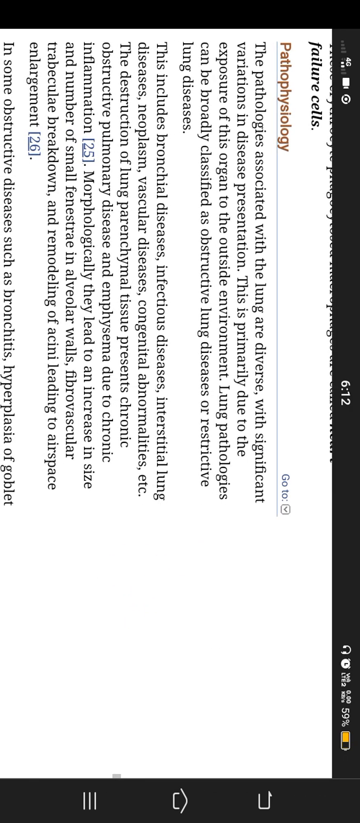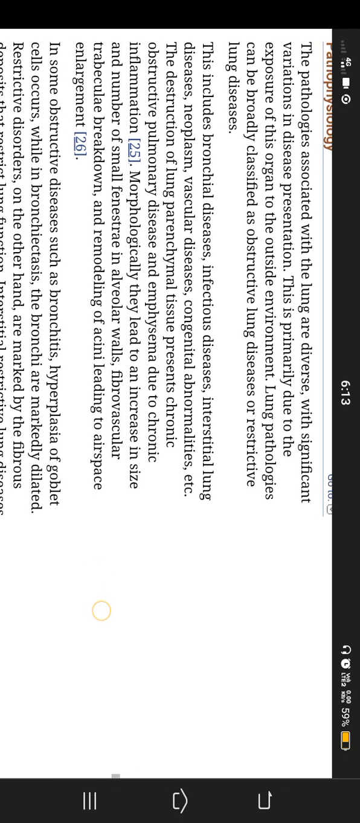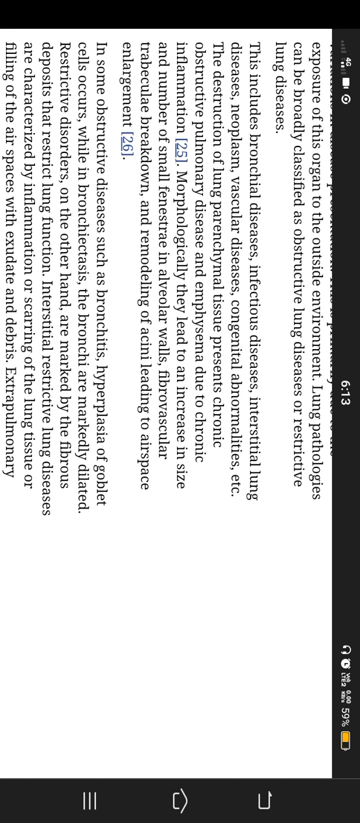Then pathophysiology. The pathologies associated with the lung are diverse, with significant variations in disease presentation. This is primarily due to the exposure of this organ to the outside environment. Lung pathologies can be broadly classified as obstructive lung diseases or restrictive lung diseases. These include bronchial disease, infectious diseases, interstitial lung diseases, neoplasm, vascular diseases, and congenital abnormalities.